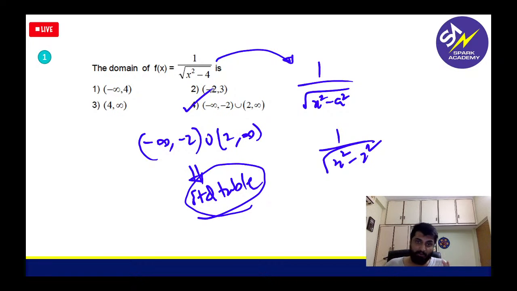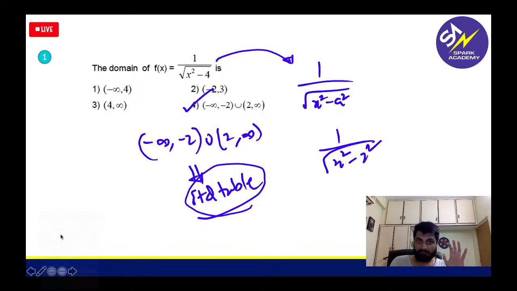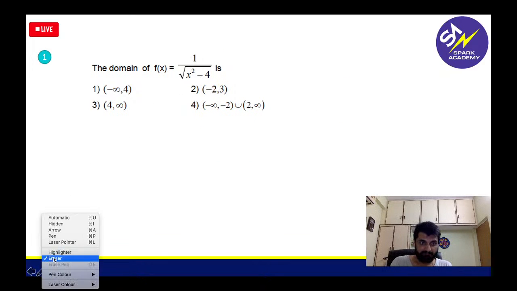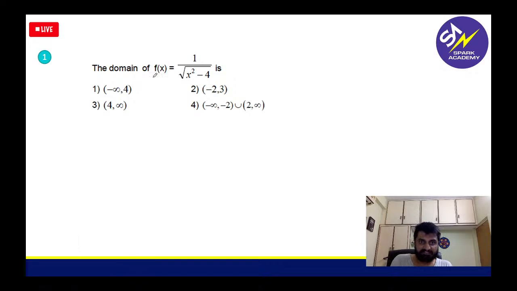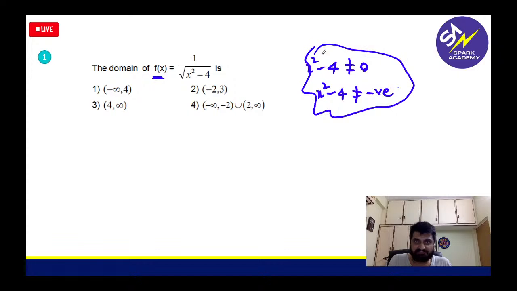Clear, I suppose? Now, the second method: suppose you forgot the standard method, you can still solve. I'll show you how. Firstly, what is it asking? The domain of the function. Firstly, you observe it's a square root. Square root means this x square minus 4 shouldn't be 0, first things first, and it shouldn't be negative. These are the exceptions, correct? According to our rule, these are the exceptions.